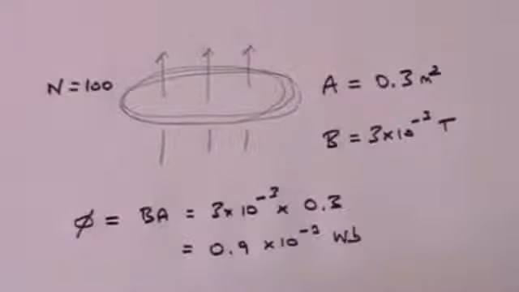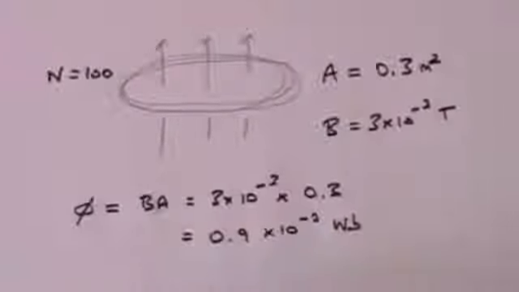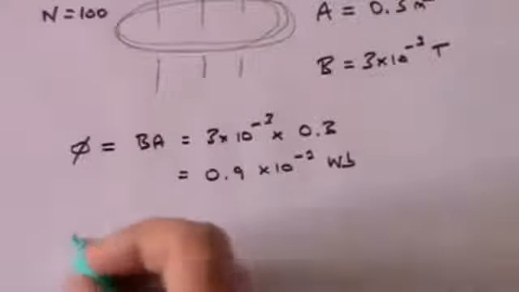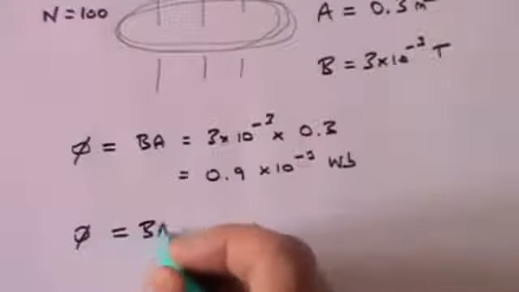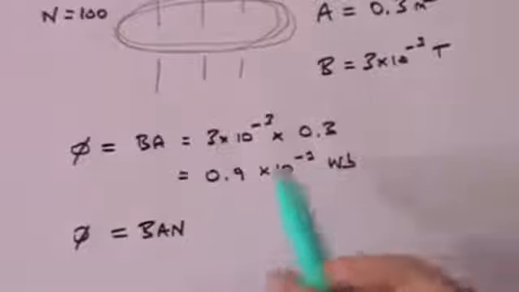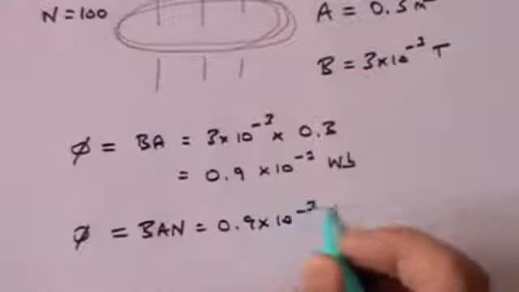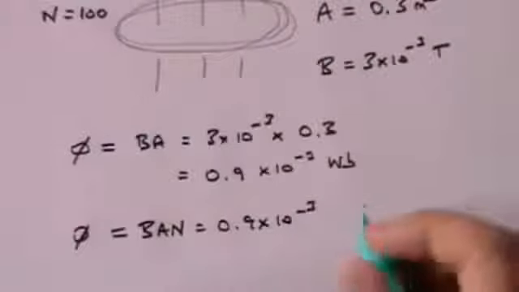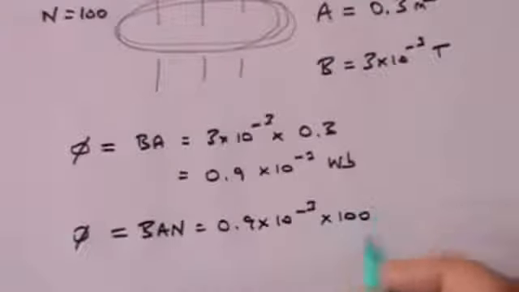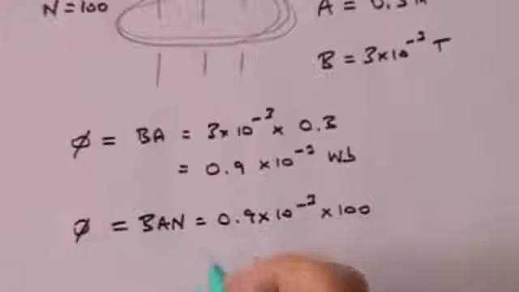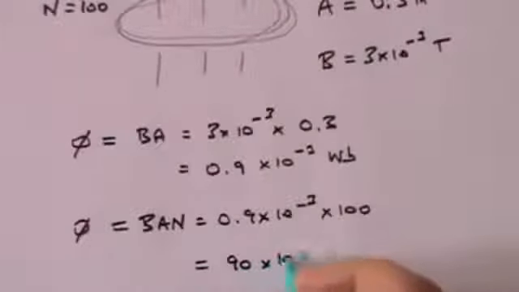Part 2. If the coil has 100 turns, what is the flux linkage? Well, now we know that flux linkage is going to be BAN. Well, we just calculated BA, that's 0.9 times 10 to the minus 3, and N is the number of turns, which is 100. So that's going to come to 90 times 10 to the minus 3 Weber.